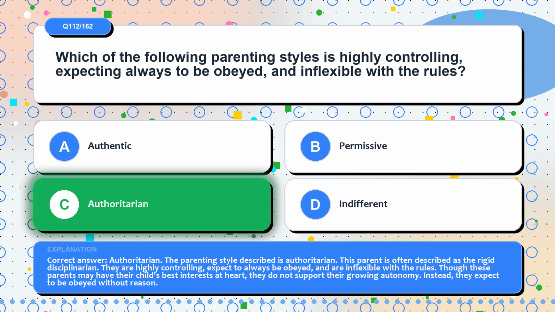The parenting style described as authoritarian. This parent is often described as the rigid disciplinarian. They are highly controlling, expect to always be obeyed, and are inflexible with the rules. Though these parents may have their child's best interests at heart, they do not support their growing autonomy. Instead, they expect to be obeyed without reason.